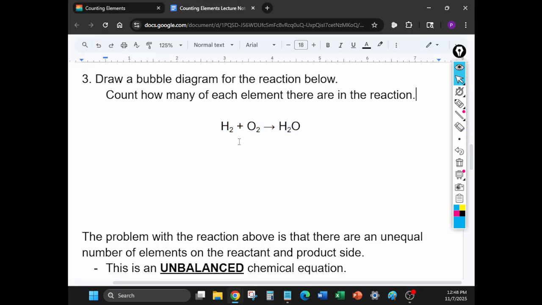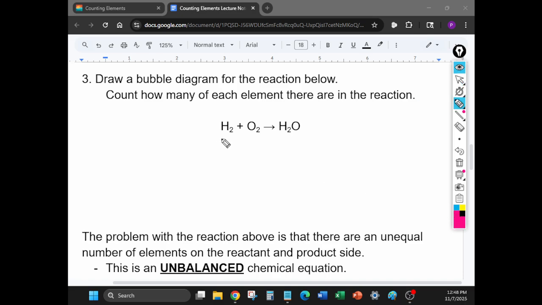Alright, so we're going to look at this reaction, and what we want to do before we draw our bubble diagram is just identify what molecules we have. So we're going to look at the equation and identify what molecules there are. The first molecule is H2, right? So we're going to draw H2.